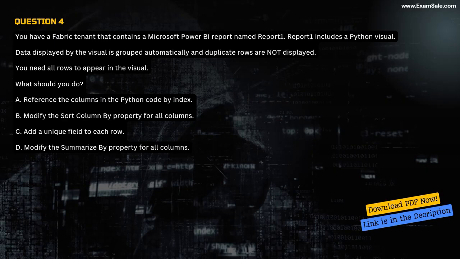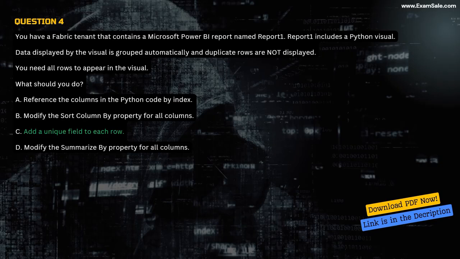A. Reference the columns in the Python code by index. B. Modify the Sort by Column property for all columns. C. Add a unique field to each row. D. Modify the Summarization property for all columns. Correct answer: C. Add a unique field to each row.